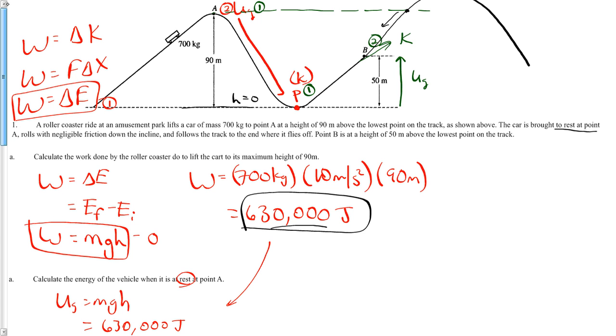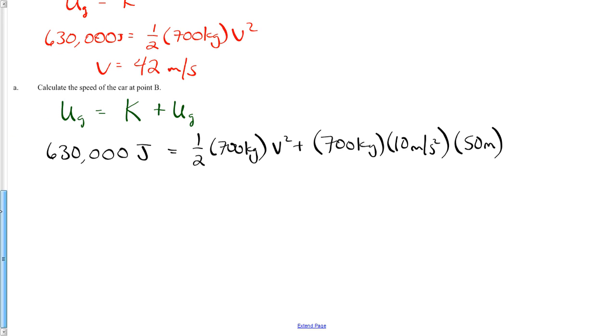So we looked at the potential here, which was 6,300. We'd solved that before. That potential turns into both kinetic and potential here. The kinetic energy is 1/2 mass times velocity squared. We want to know the velocity. And the potential there is 700 mass times 10 gravity times the height, which is 50 meters. So solve for velocity. That ends up being whatever that number is. Actually, it might have been simpler to do it from point P to point B.